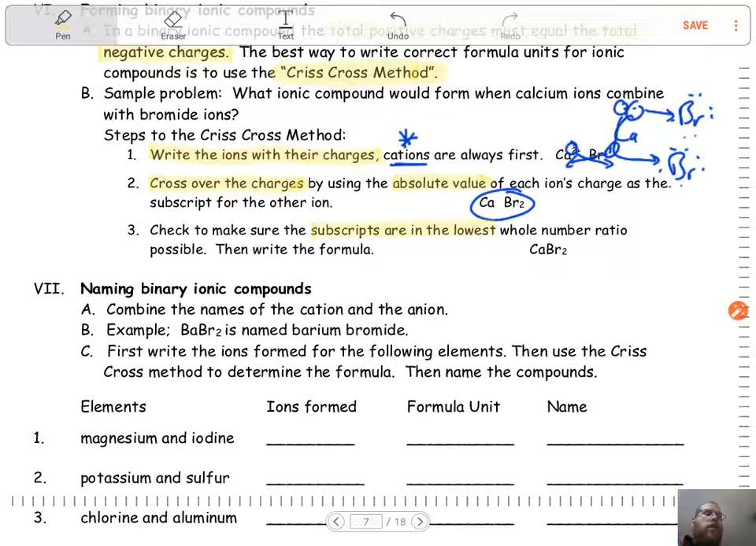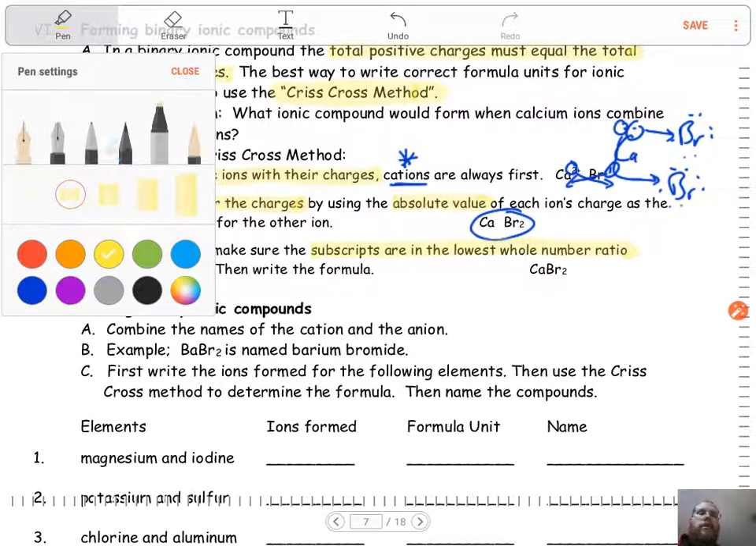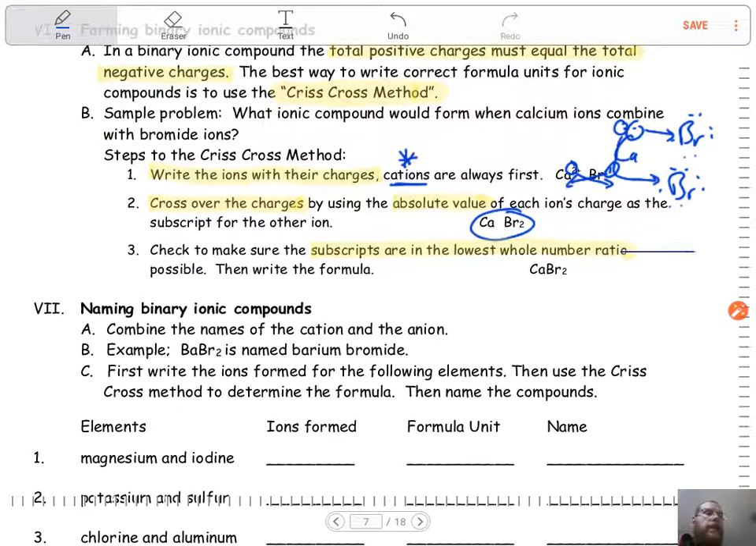Last thing is, we make sure that the subscripts are always in their lowest whole number ratio. What's that called? Lowest whole number ratio. That is your empirical formula. Okay, ionic compounds only will be an empirical formula, meaning the lowest whole number ratio. So we're going to reduce those subscripts down if we can. Okay, so that's how we form them.